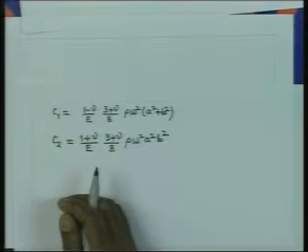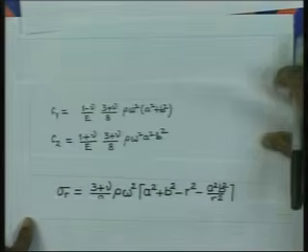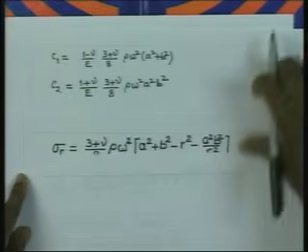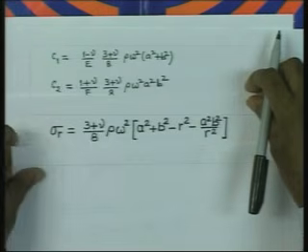These are the two constants, and once we go back to the expression for sigma r, we get sigma r in the form, so once we substitute the value of C1 and C2, we get the sigma r stress in the following form.